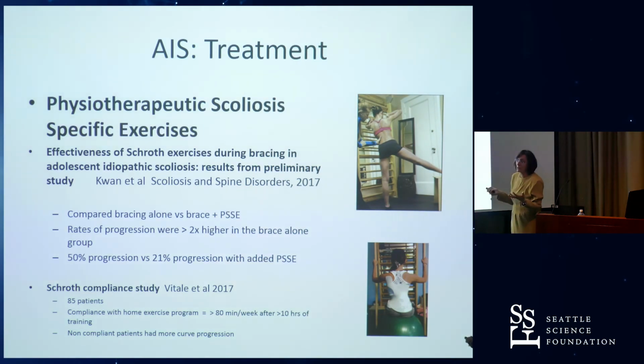Folks go and learn this for 12 or 15 sessions and then are asked to do these exercises daily. There have been some compelling studies that, compared to bracing alone, those that were doing bracing and doing the exercises, that their rates of progression were less. And that if you were more compliant with your Schroth exercises, that you were less likely to have your curve progress.